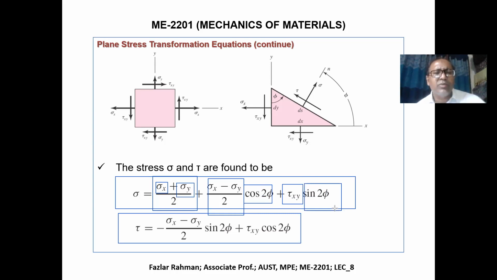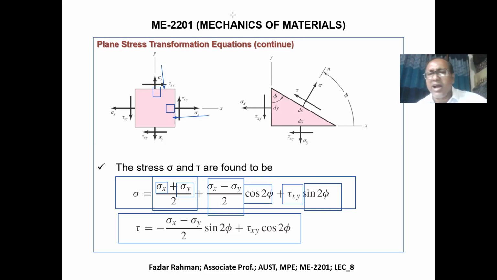And if we look right over here, sigma x is tension. That's why sigma is positive. And look over here, sigma y is also positive because it is also tension. If I put sigma x like that, that means the value will be negative. If I put sigma y like that, then sigma y will be negative.